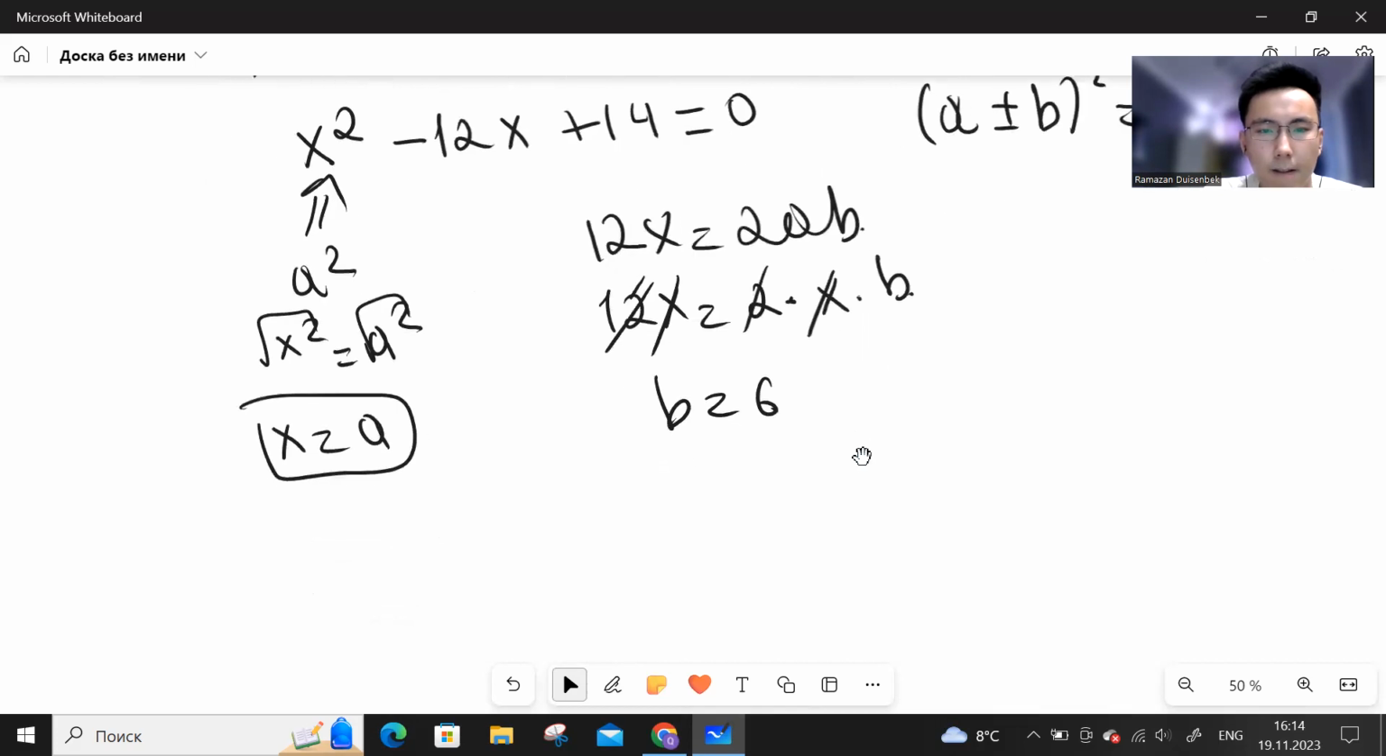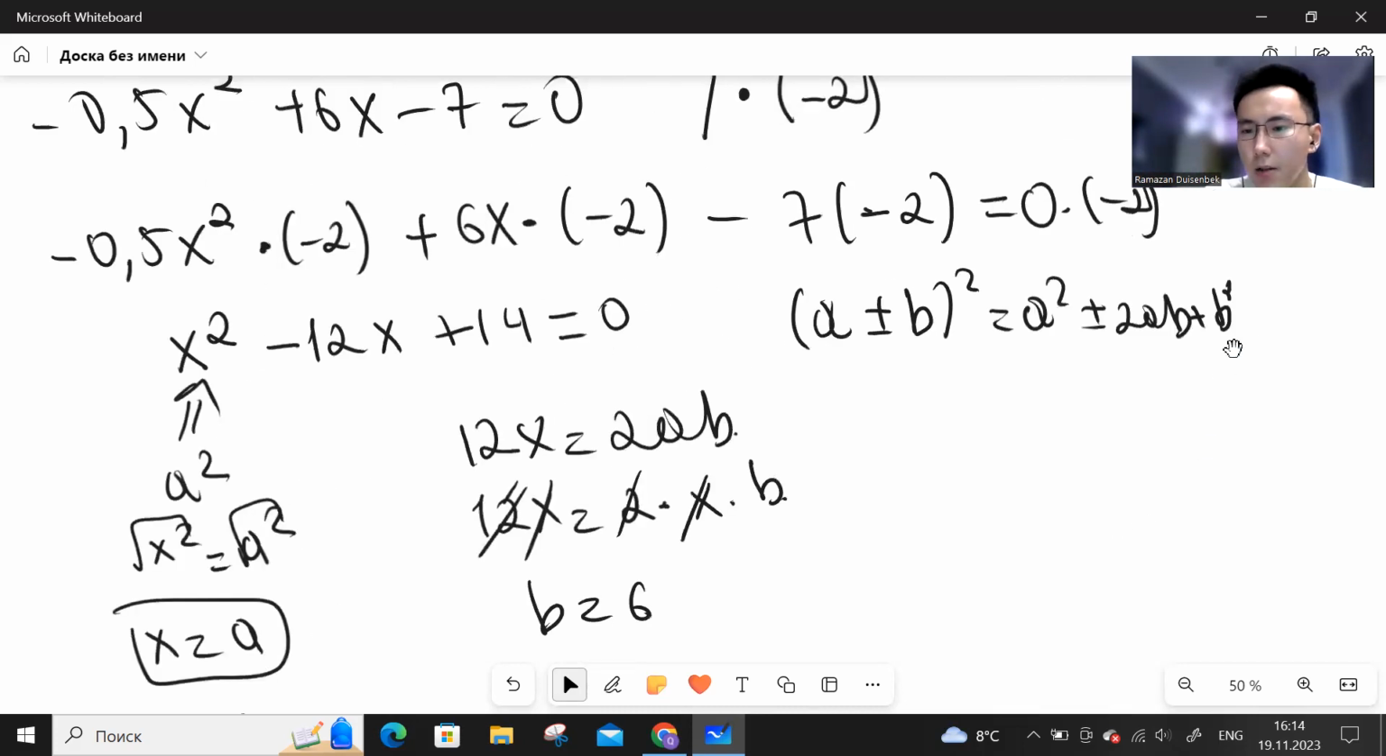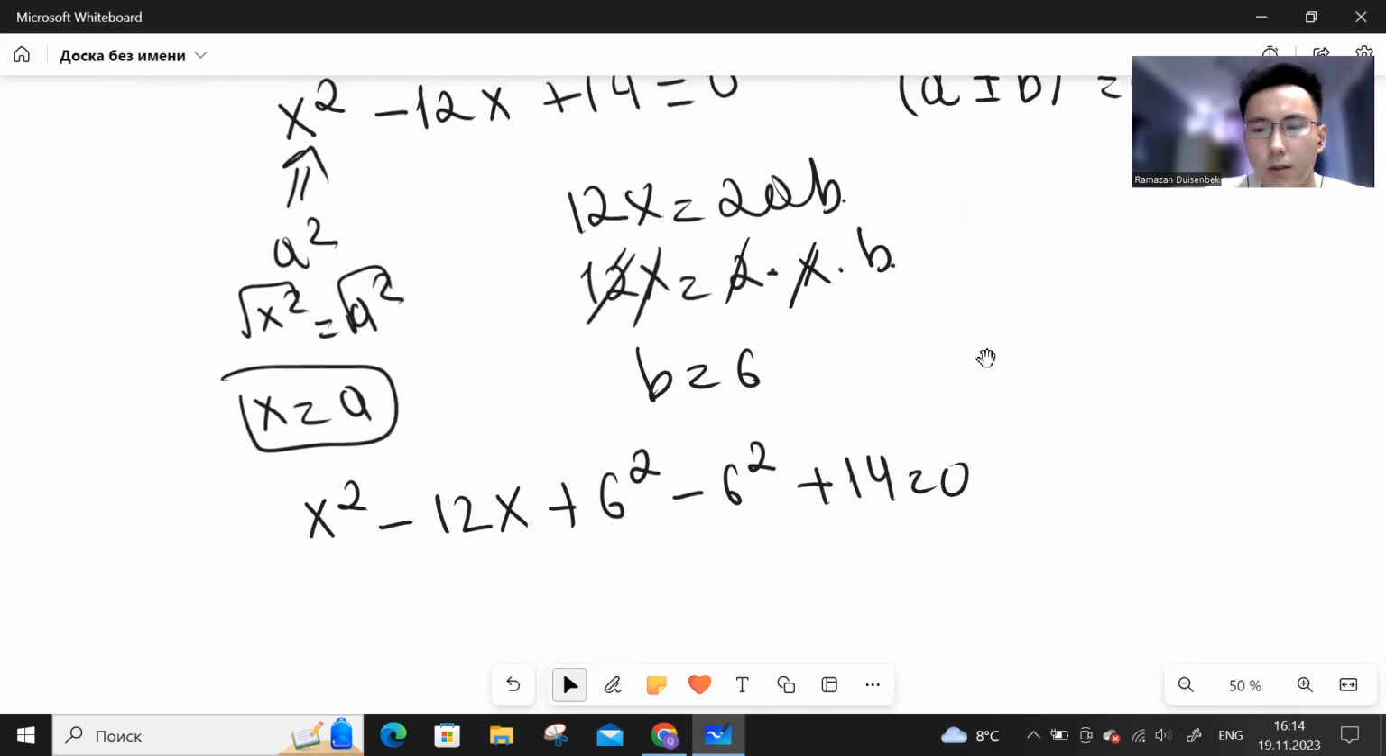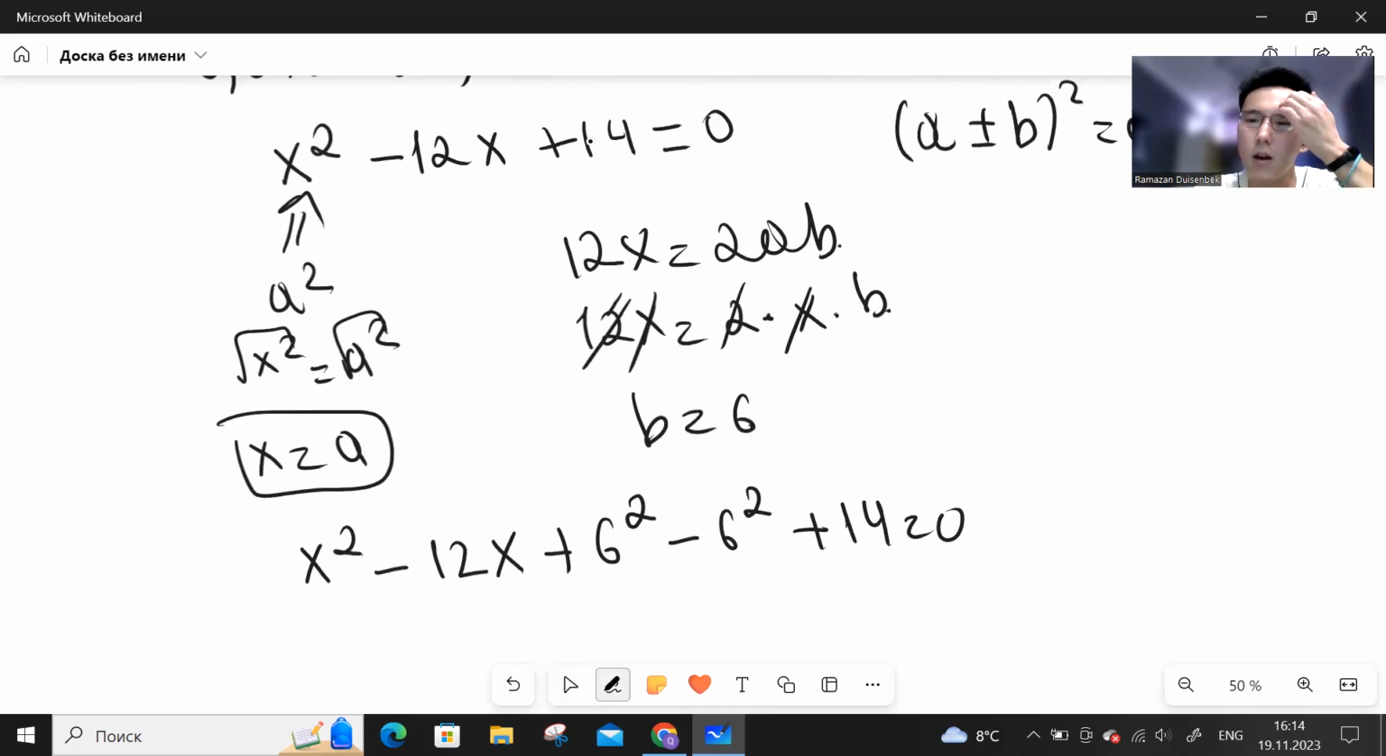So next, x squared minus 12x, completing the square. I need the b squared part. You see this one? Plus b squared. So I'm going to just add 6 squared and subtract 6 squared, plus 14 equals 0. Yeah, I've got plus 14. So I'm going to add 6 squared and subtract 6 squared to keep the balance.